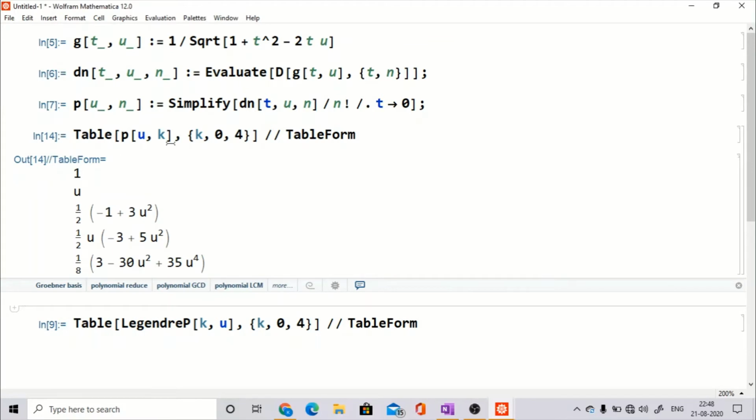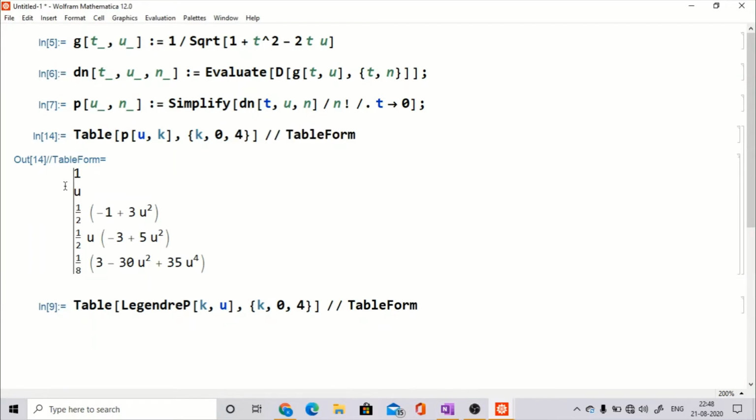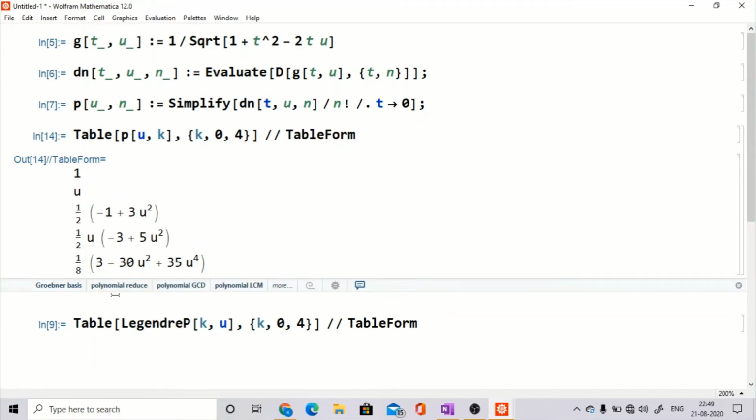So you can see that for n equal to 0 to 4, I have replaced the variable n with k since it is a dummy index. So k is 0 first, then the answer is 1, then it is u, then k takes the values 2, 3, 4. This is how the first 5 Legendre polynomials are generated.